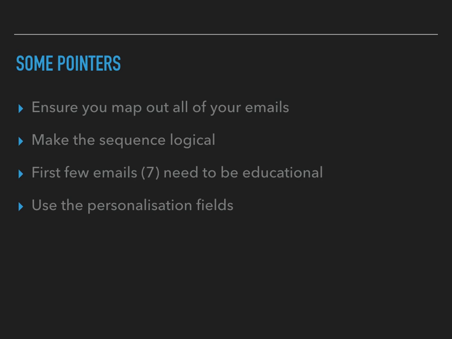And then when I add more emails in the sequence, because of the way the software is set up, it doesn't automatically push those people to get emails 8, 9, and 10. And this is the same in all software. Make your sequence logical so that it's 7 lessons and each lesson follows on from one to the other. The first few emails up to 7 need to be educational, because if you start selling to people straight away, they're going to get annoyed with you and they're going to lose faith in you, and they will just decide to unsubscribe. And always use the personalization fields.